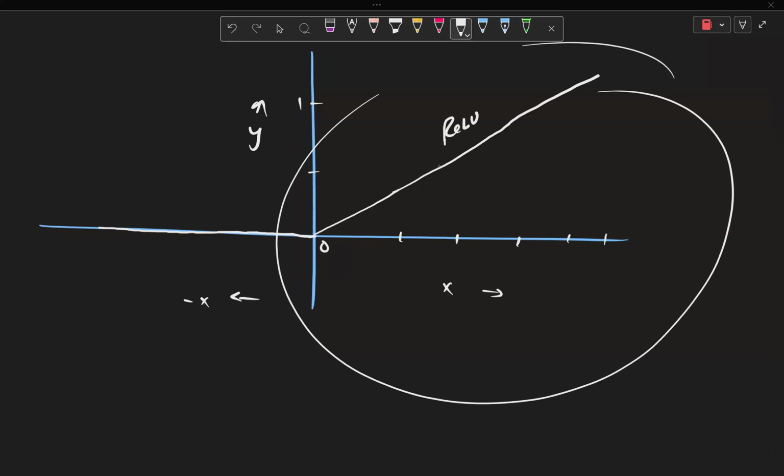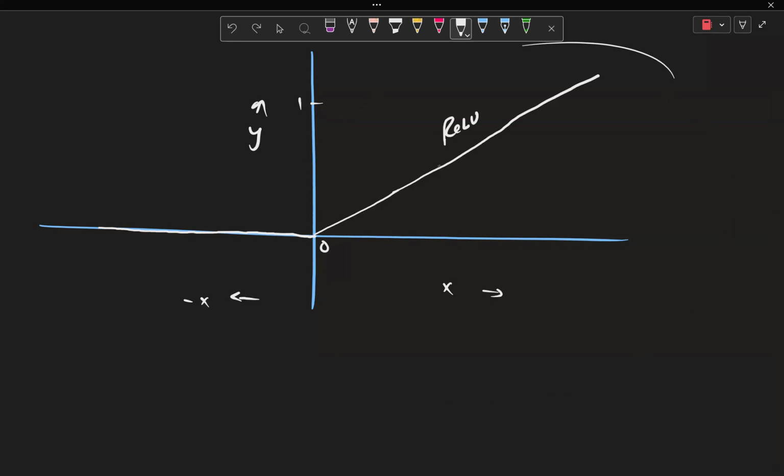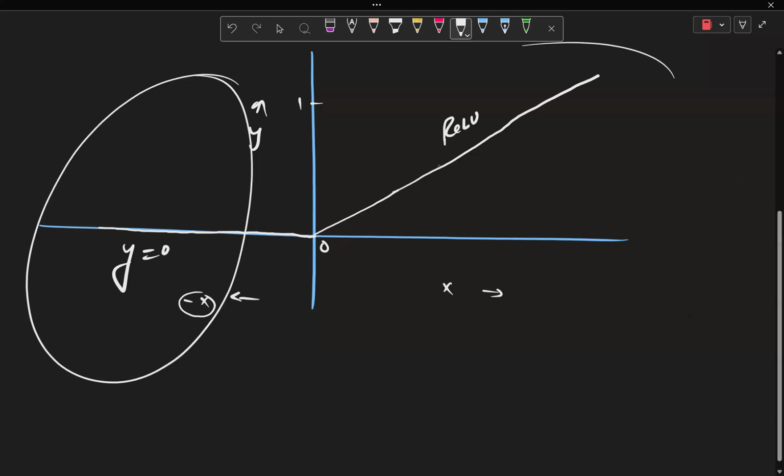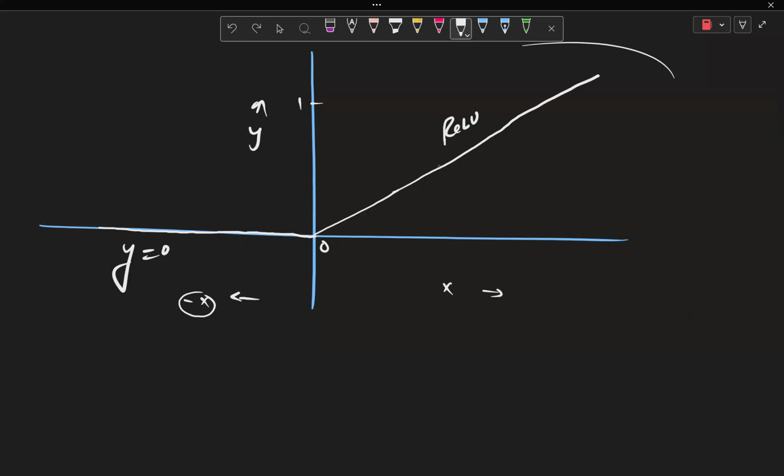But if you come to the negative side, for negative values of x, your y is what? 0. Are you able to understand this, guys? So on this side you have a problem of vanishing gradient, because for every negative value of x you have the same y. But here, if your x is increasing, your y is also increasing. This is called a rectified linear unit.